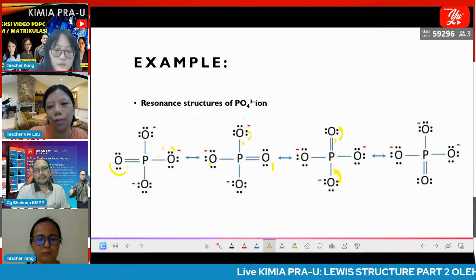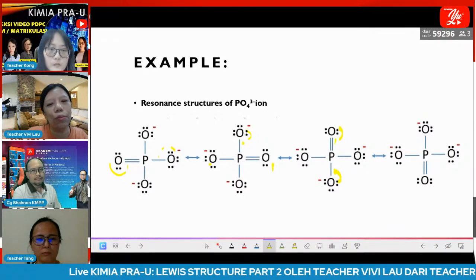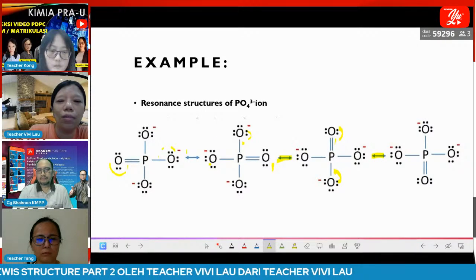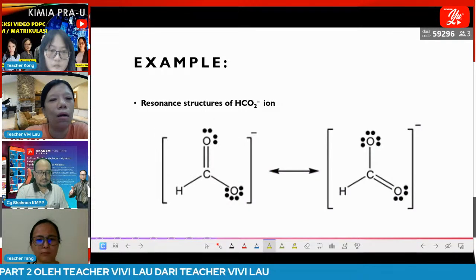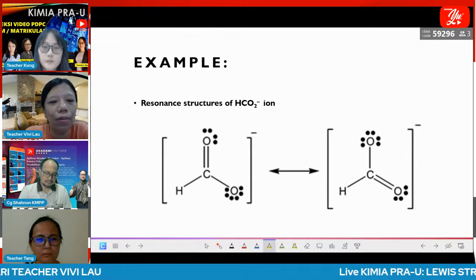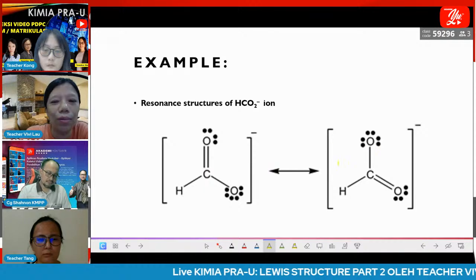Okay. So when you draw, you just move the double bond. Okay. And draw the reversible arrow. Okay. Next example has CO2 negative ion. Okay, same thing. You just shift the double bond and the lone pair electrons. Okay.